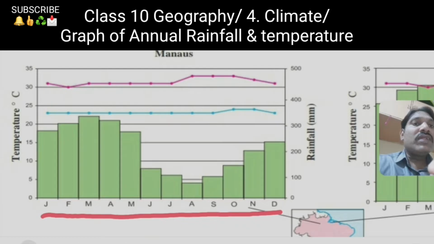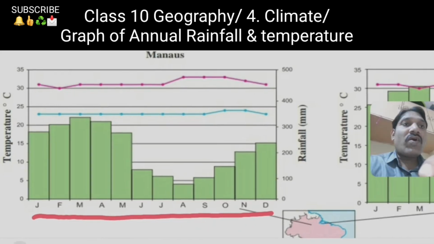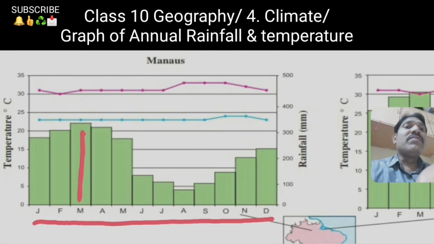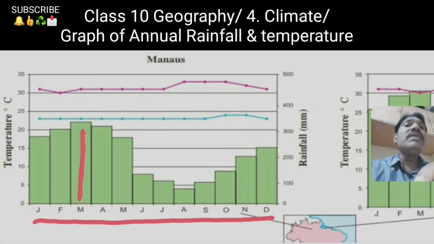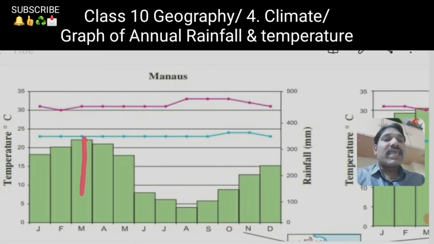Now a question can arise: in which month does the maximum rainfall occur in Manaus city? This bar shows that the maximum rain falls in Manaus city in the month of March. One more question: in which month does it have minimum rainfall in Manaus city? In the month of August we can see the minimum rainfall in Manaus city. So this is about the rainfall.